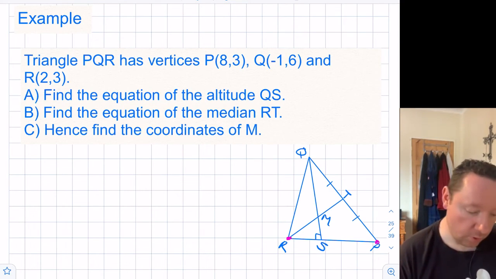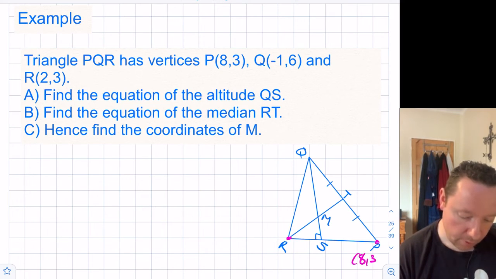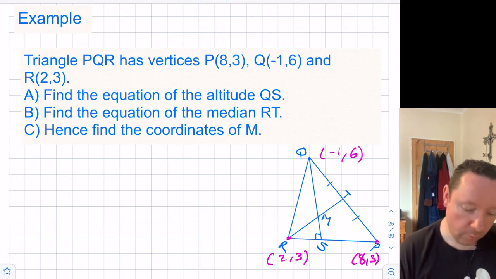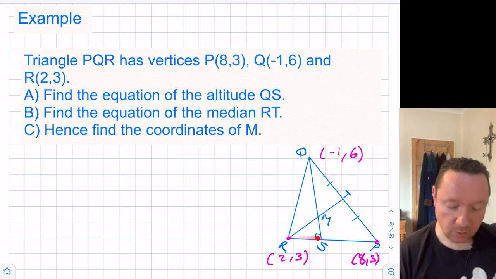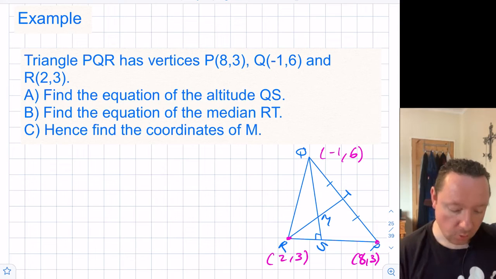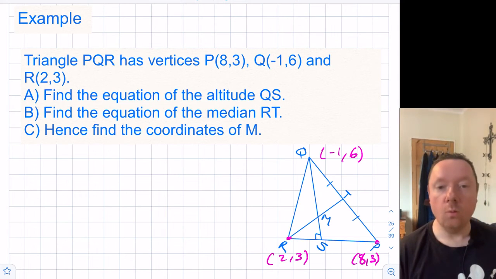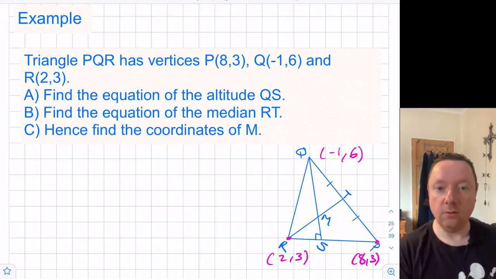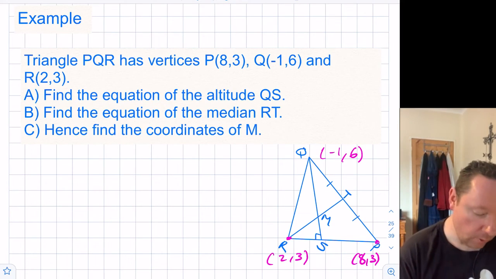So let's take a note of some of our points: P is (8, 3), and then R is (2, 3), and Q is up here at (-1, 6). Obviously, not a very accurate diagram, but that is okay. It's accurate enough that we can see this is a horizontal line. Now, we can tell straight away it's a horizontal line just by looking at the coordinates. Notice the y coordinates are the same in each, so it must be a horizontal line because y is equal to 3 in each case. But we can work out our gradient anyway.